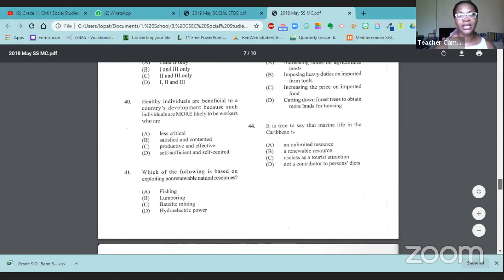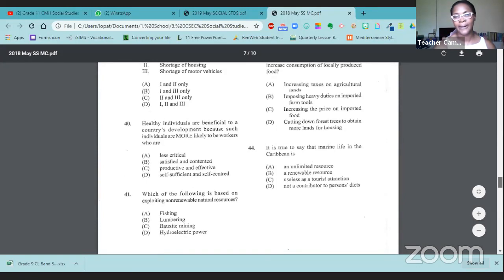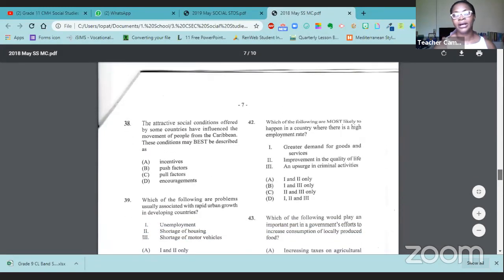Which of the following is based on exploiting non-renewable natural resources? And we have C as the answer, bauxite mining. So bauxite is a non-renewable resource, and so that would be the answer. Fishing is renewable, lumbering, the resource is renewable, the trees, hydroelectric power, water, renewable. So bauxite would be the answer there. Which of the following are most likely to happen in a country where there is a high employment rate?